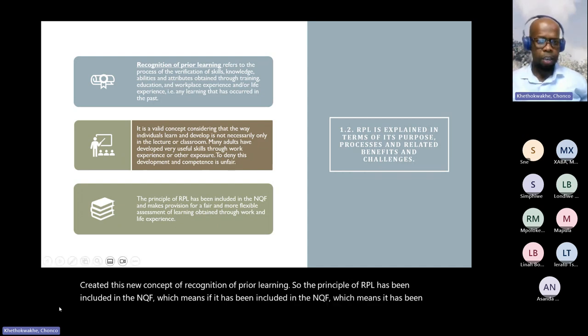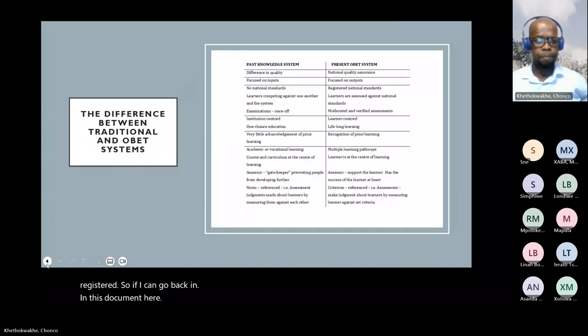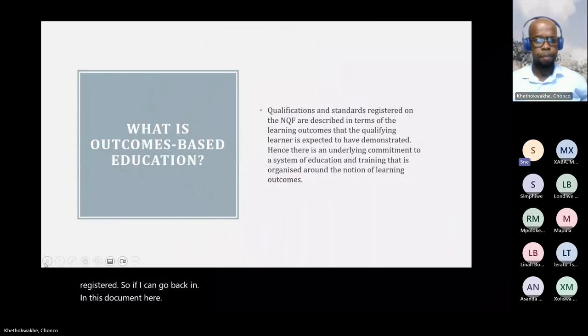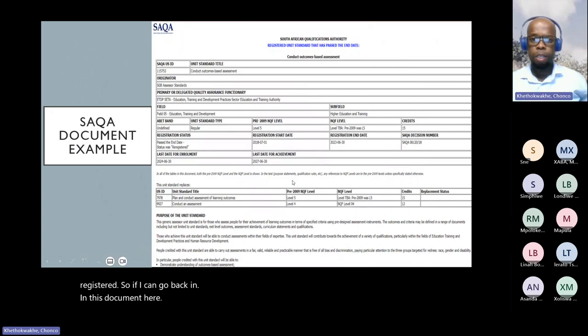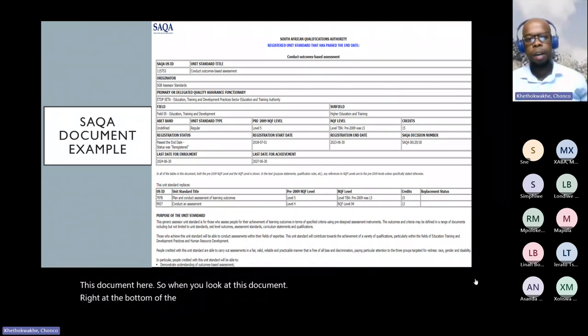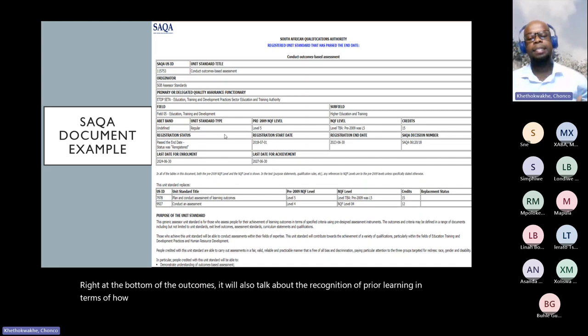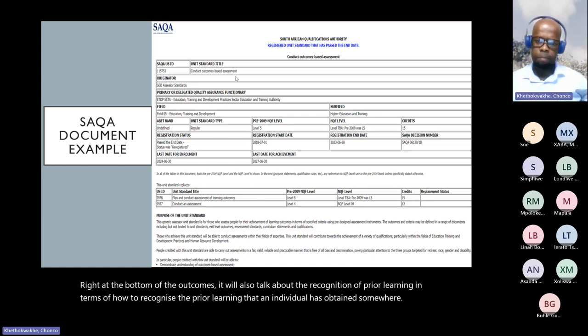So if I can go back in this document here, this document here. So when you look at this document, right at the bottom of the outcome, it will also talk about the recognition of prior learning in terms of how to recognize the prior learning that an individual has obtained somewhere. Let me give you a typical example.